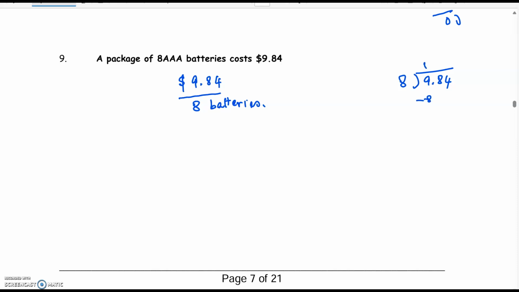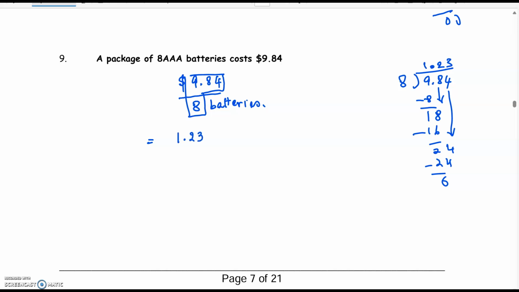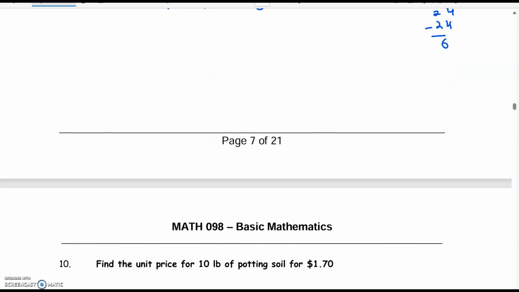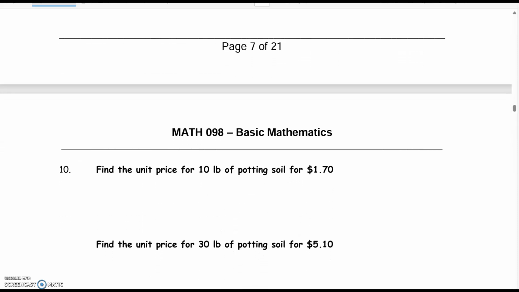8 ones are 8, subtract 1, bring the 8 down, we put the decimal point. 8 twos are 16, subtract to get a 2, bring the 4 down, 8 threes are 24, and we get a remainder of 0. So this would be equal to, after division of 9.84 by 8, we get $1.23 per 1, and the denominator is 1 battery. And that's the unit cost. A unit here is 1 battery, and it costs $1.23 per 1 battery.